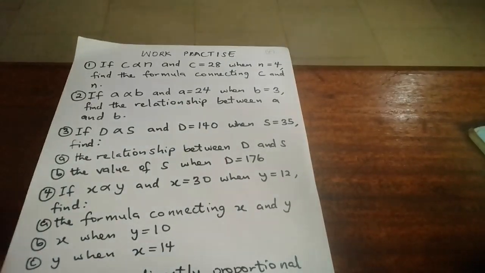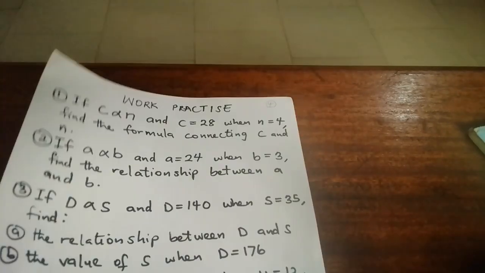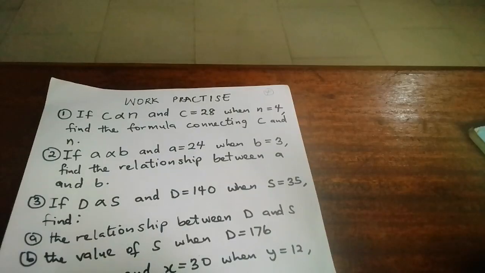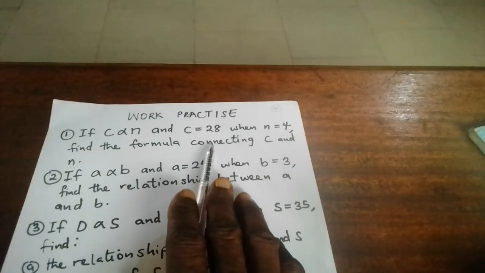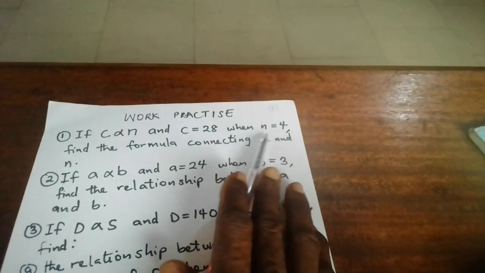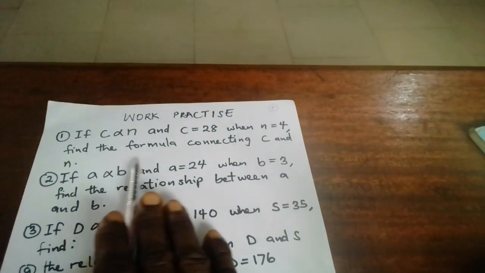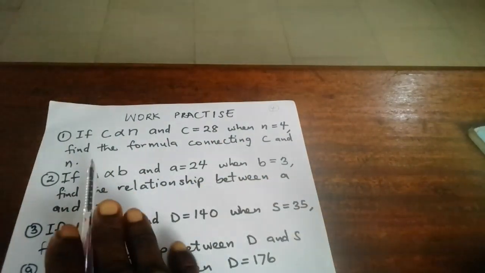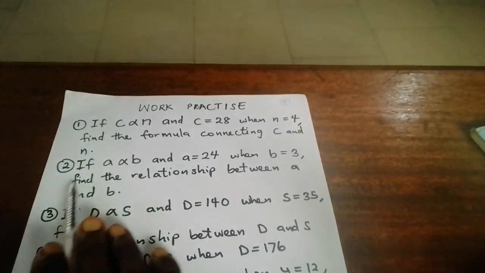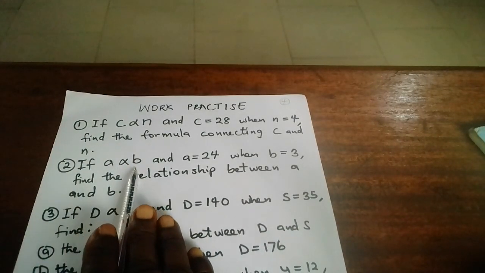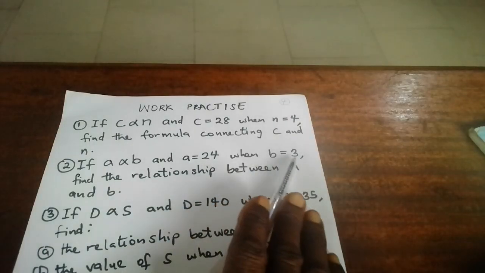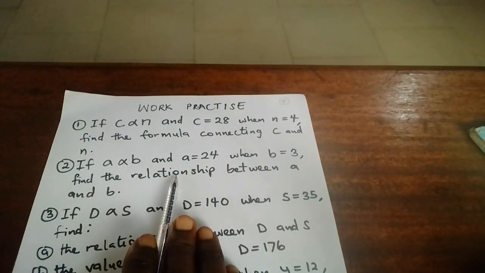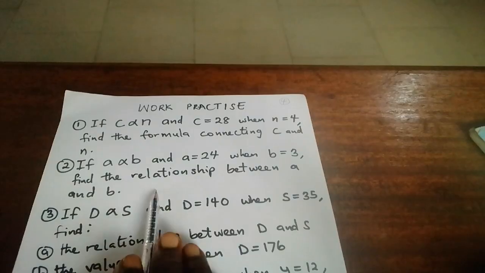So that means when W is equal to 2 over 7, U is equal to 6 over 35. So for the work practice, number 1, if C is directly proportional to N and C is equal to 28 when N is equal to 4, find the formula connecting C and N. 2. If A is directly proportional to B and A equals 24 when B is equal to 3, find the relationship between A and B.